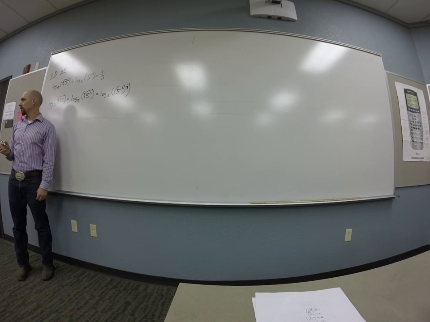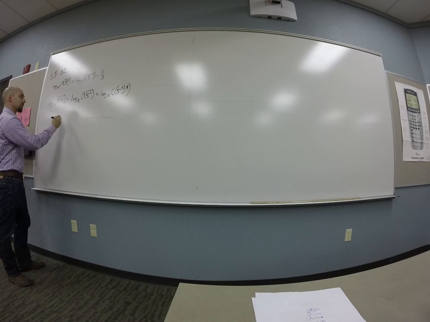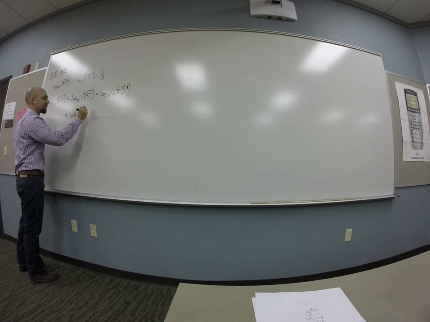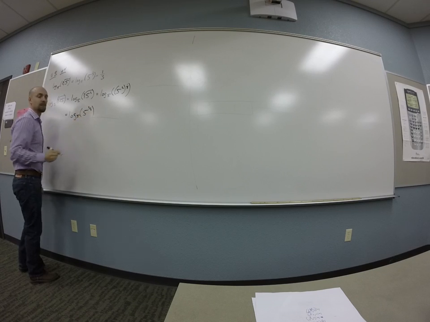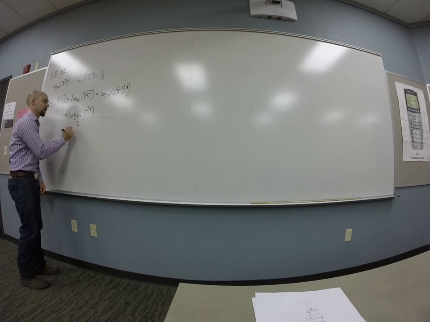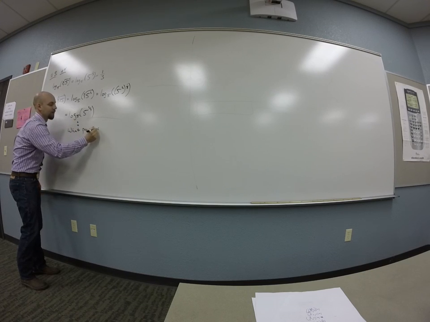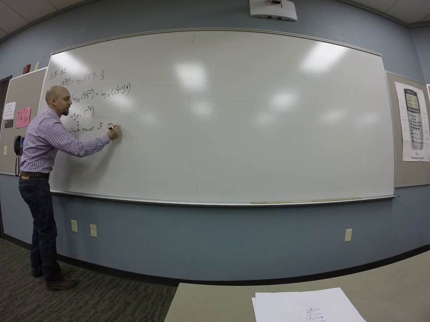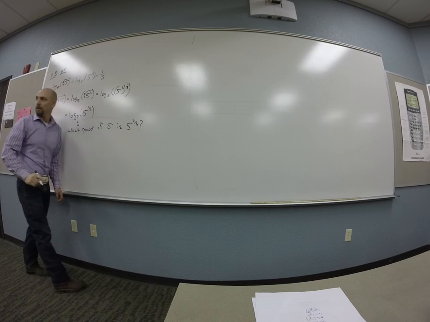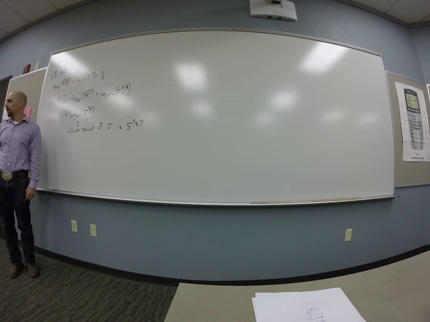And then what's the rule I use to combine the powers? I should multiply the exponents. So I should get that this is log base 5 of 5 to the 2/3. And then this thing's asking, what power of 5 is 5 to the 2/3? Just answer that question.